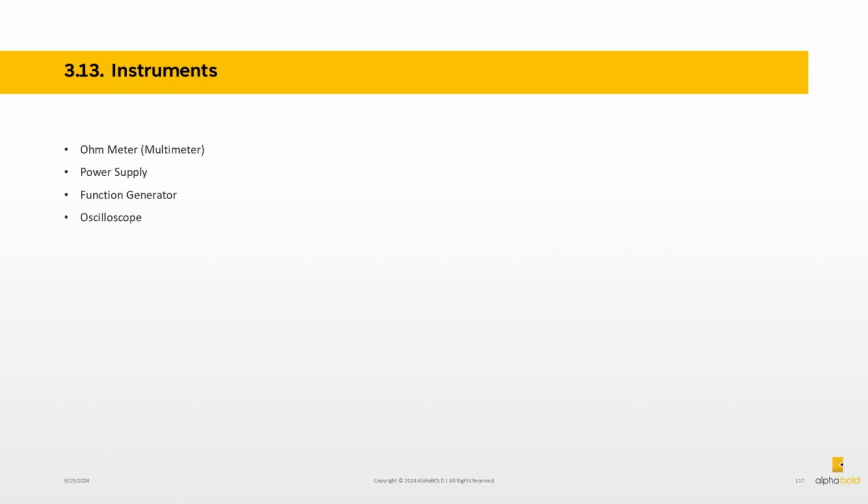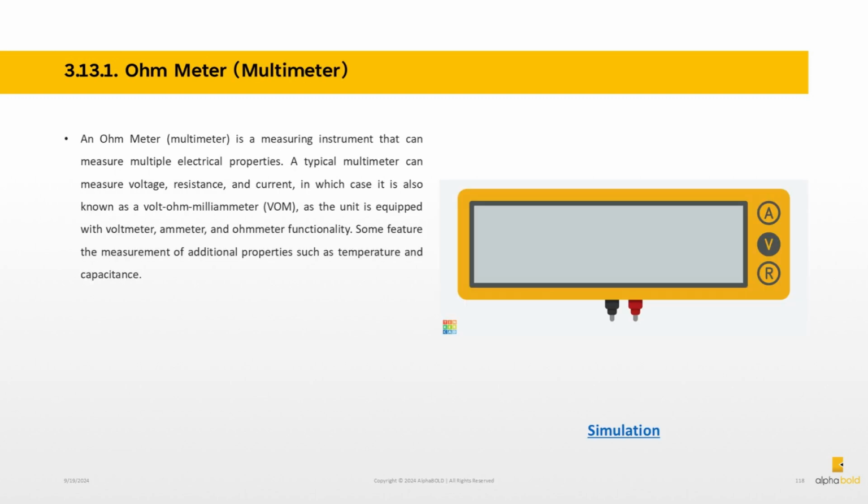Now let's briefly discuss a few more electronics instruments. An ohmmeter or multimeter is a measuring instrument that can measure multiple electrical properties. A typical multimeter can measure voltage, resistance, and current, in which case it is also known as a volt-ohm-milliammeter (VOM), as the unit is equipped with voltmeter, ammeter, and ohmmeter functionality. Some feature the measurement of additional properties, such as temperature and capacitance.